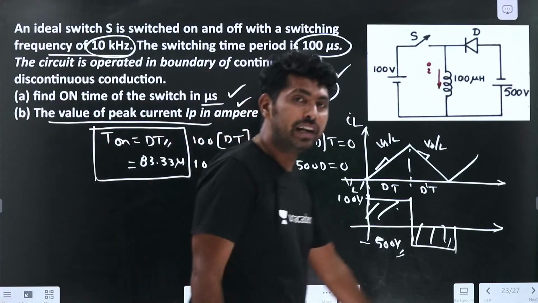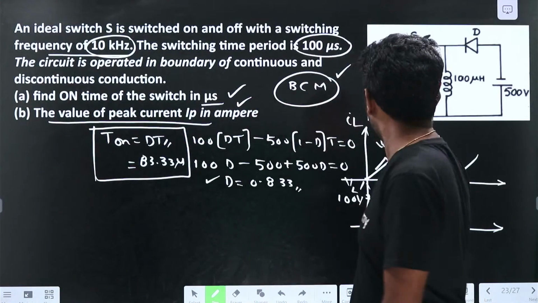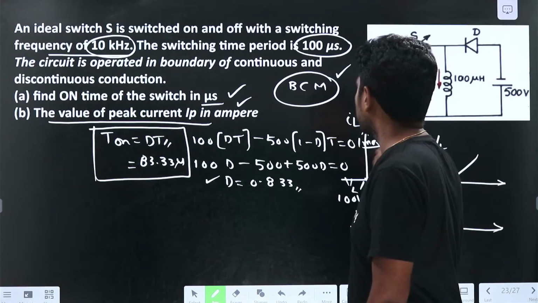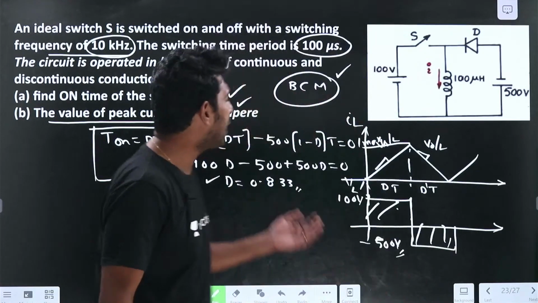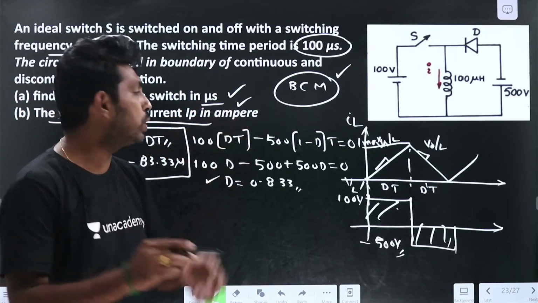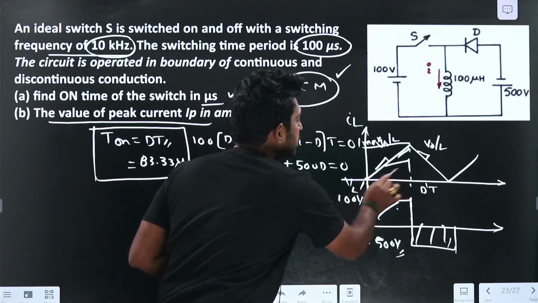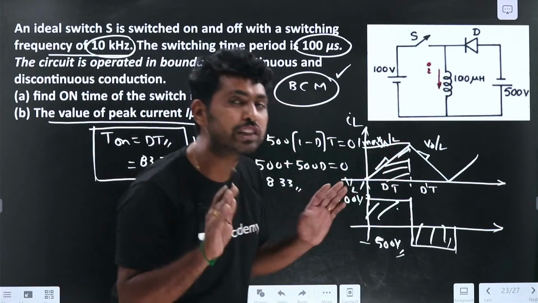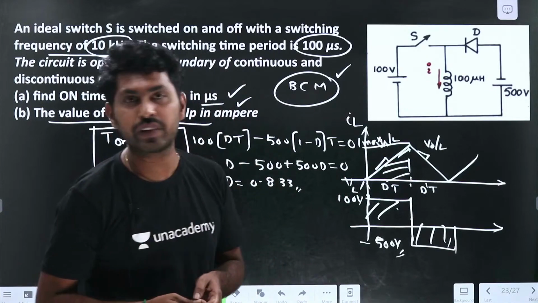Now let us find the peak value. This maximum value we need to find. The maximum value of the switch current is nothing but the maximum value of the inductor current. Both are same, because only during the DT period the switch will be in the conduction state. So Imax will be same for the inductor current as well as the switch current.